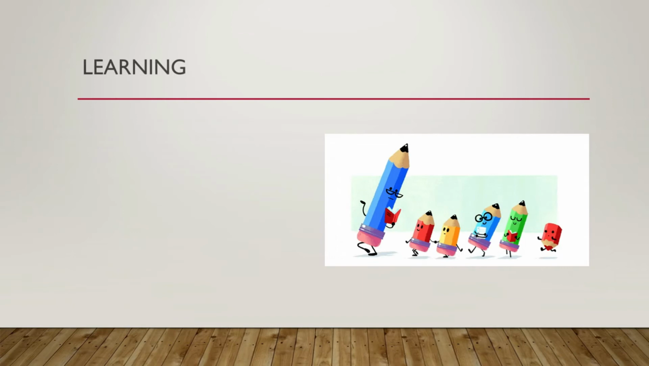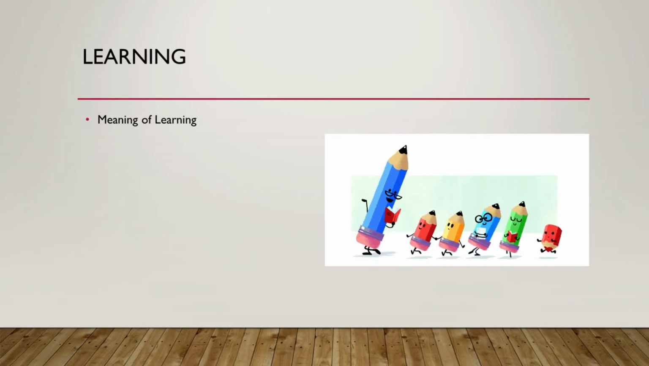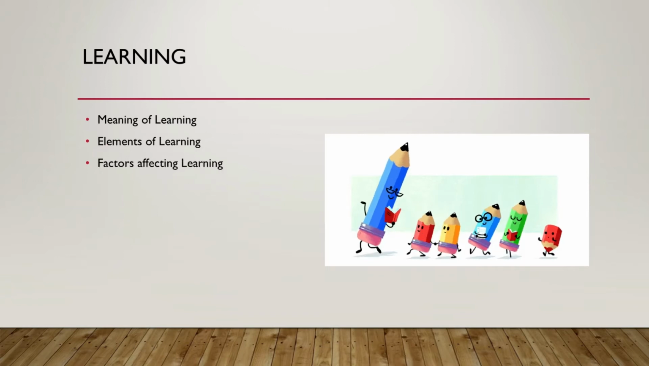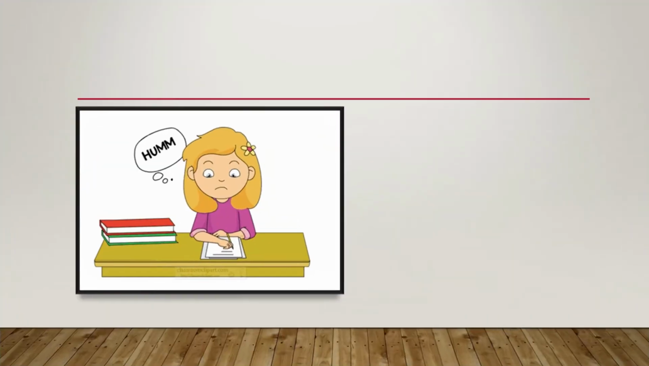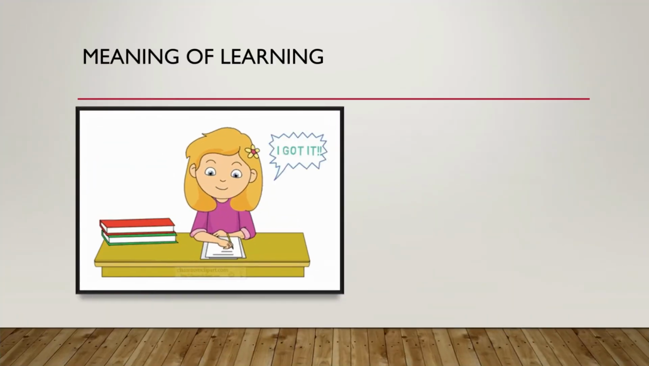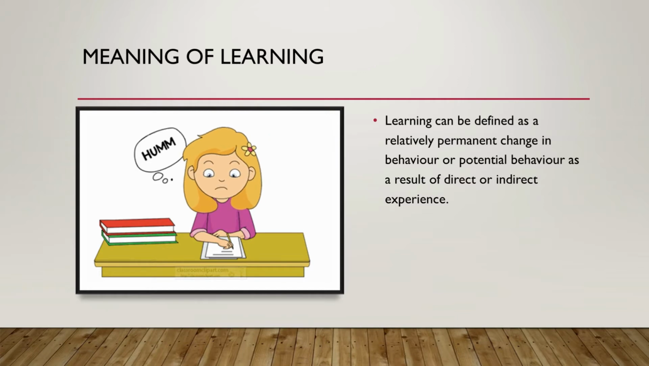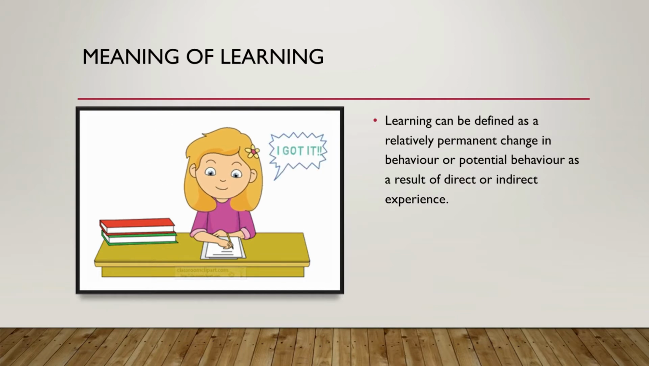Next topic is learning. We will learn the meaning of learning. Learning can be defined as a relatively permanent change in behavior or potential behavior as a result of direct or indirect experience. Learning is thus a change in behavior as a result of experience.